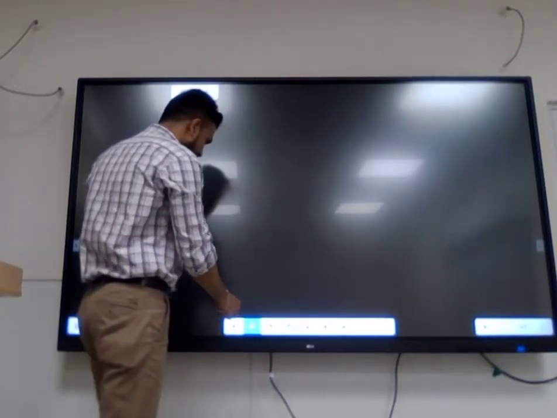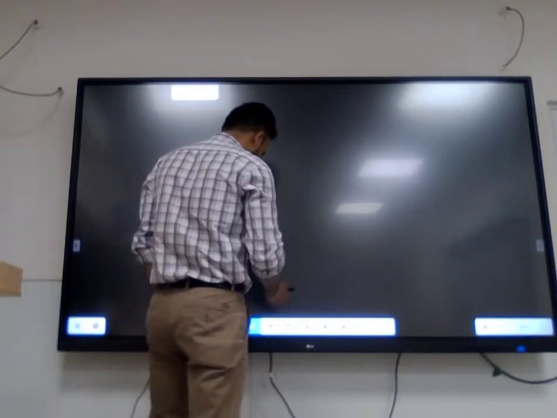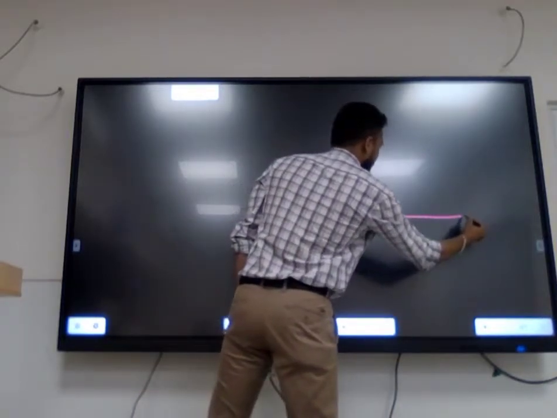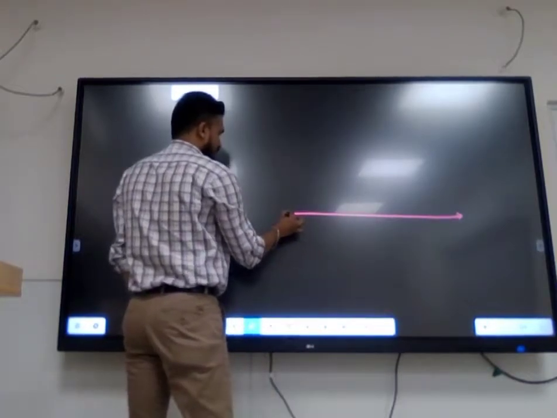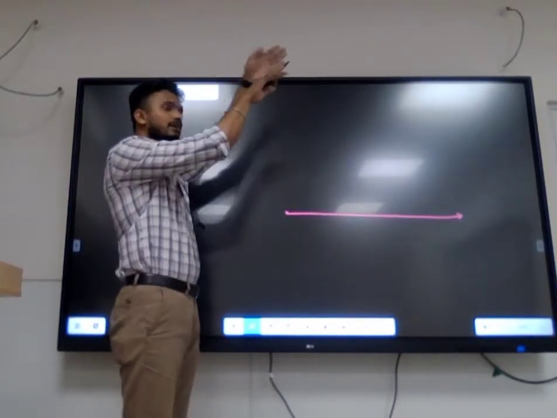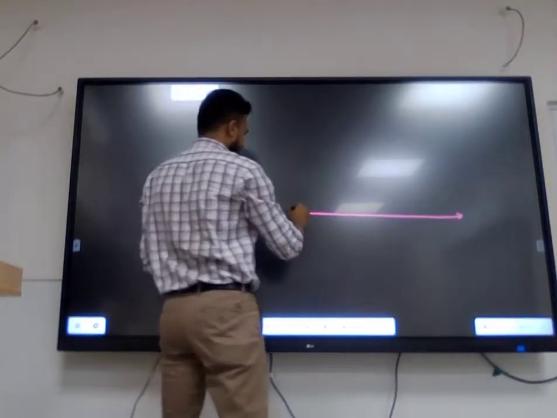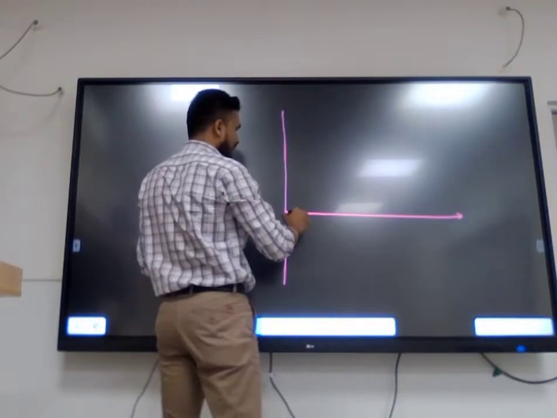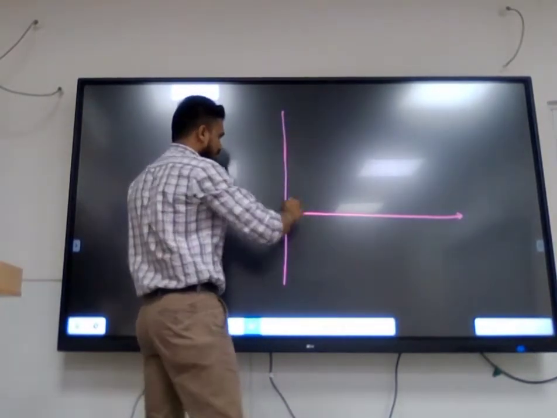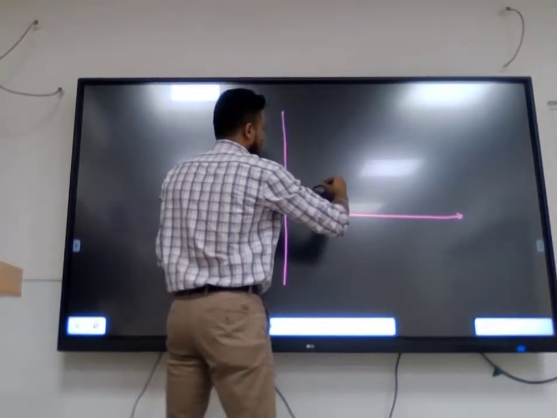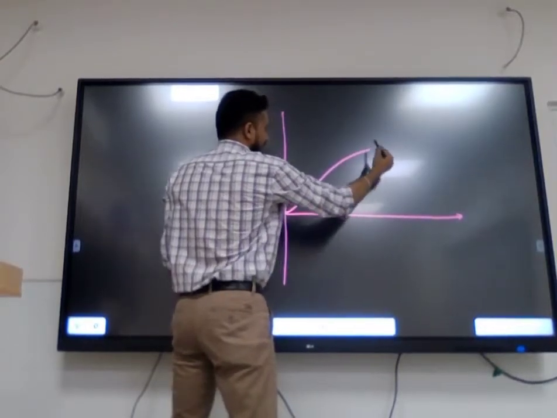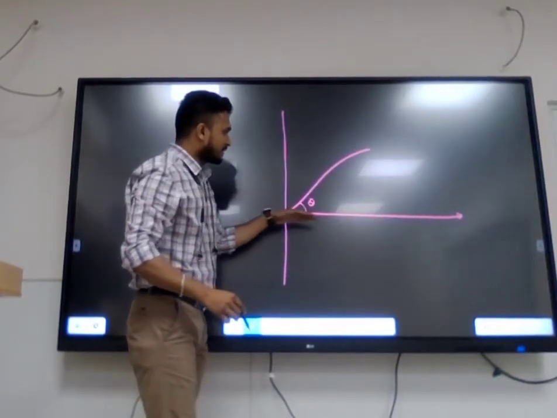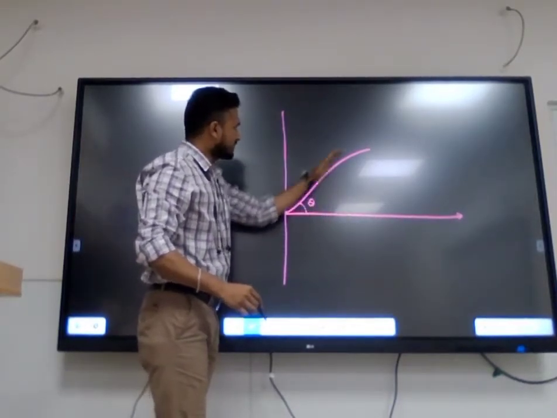For this purpose, let me first draw a simple diagram. Here we have a horizontal line, and from this point let us throw a ball with some angle. When you throw the ball, it will go in this way. Say the angle is theta. It will cover some horizontal distance as well as some height.